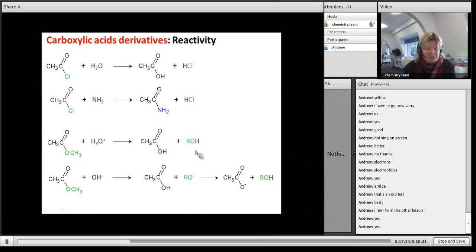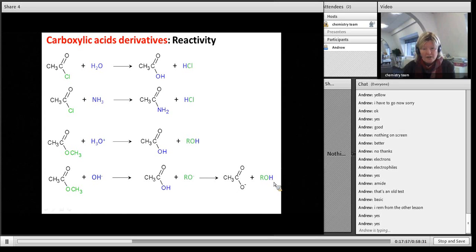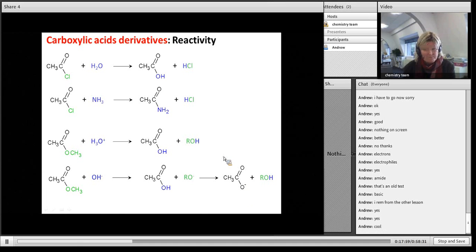What happens in a base, the OH is a nucleophile and will add on, kick the methoxide off. But methoxide is very strongly basic. So remember, I've now formed an acidic carboxylic acid. So the methoxide's immediately going to grab that hydrogen and form ROH, and I'm left with the salt. So that's why it's also susceptible in base.